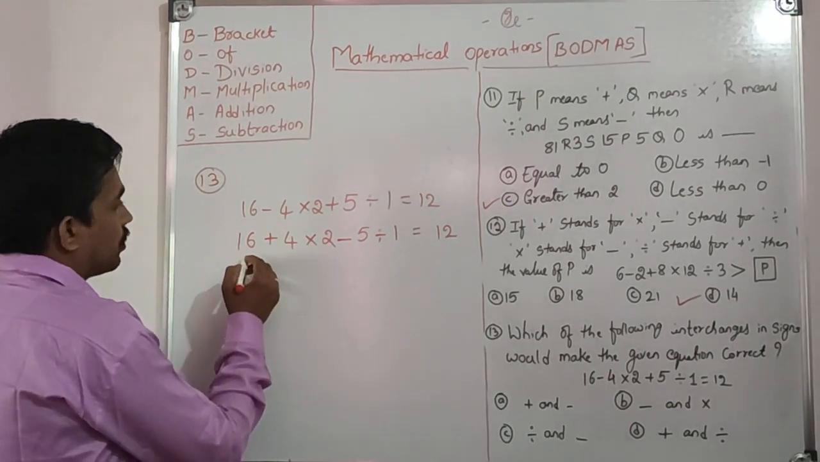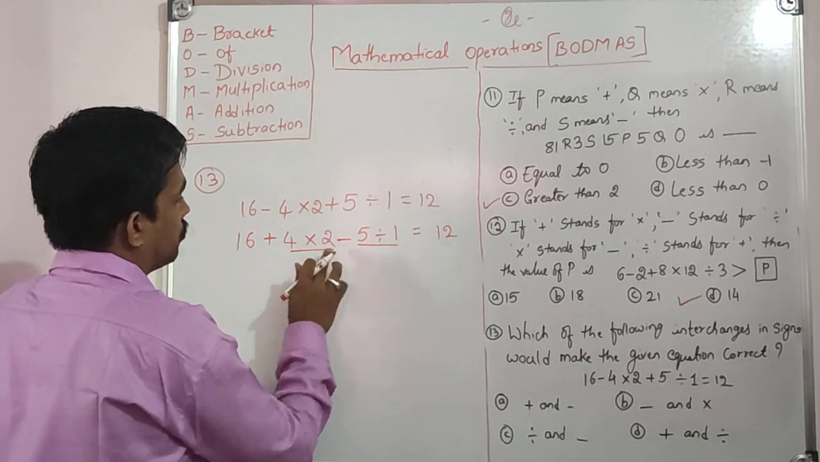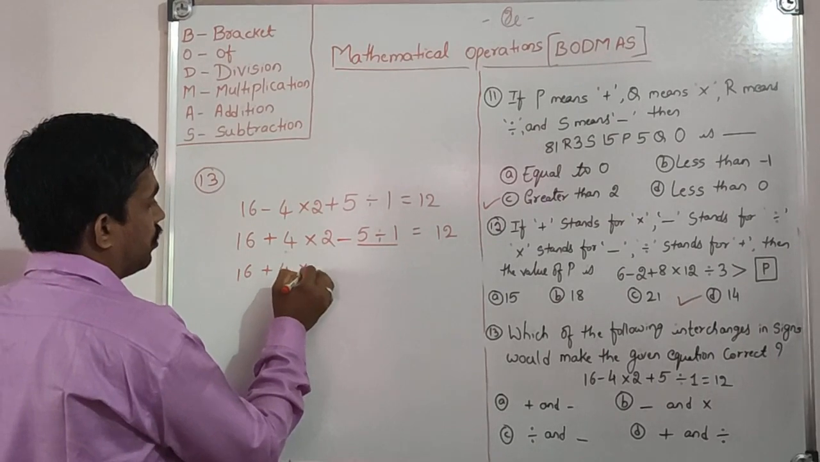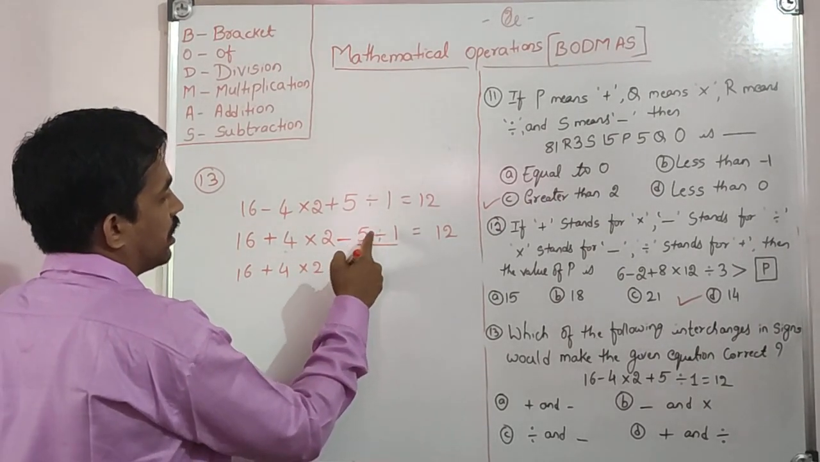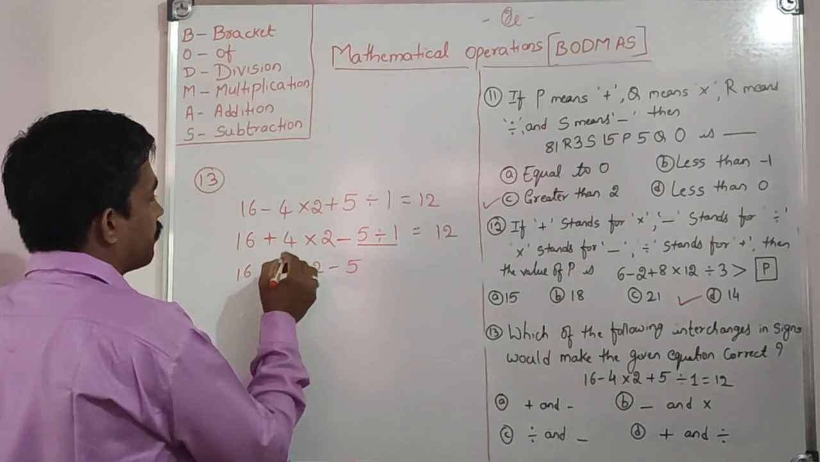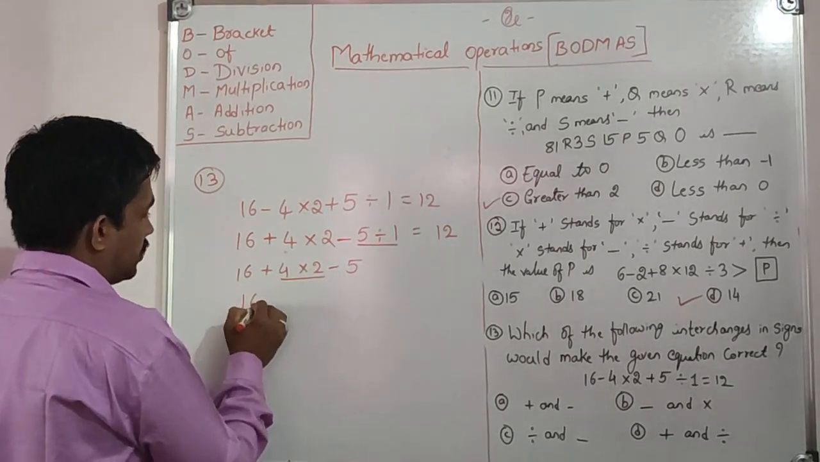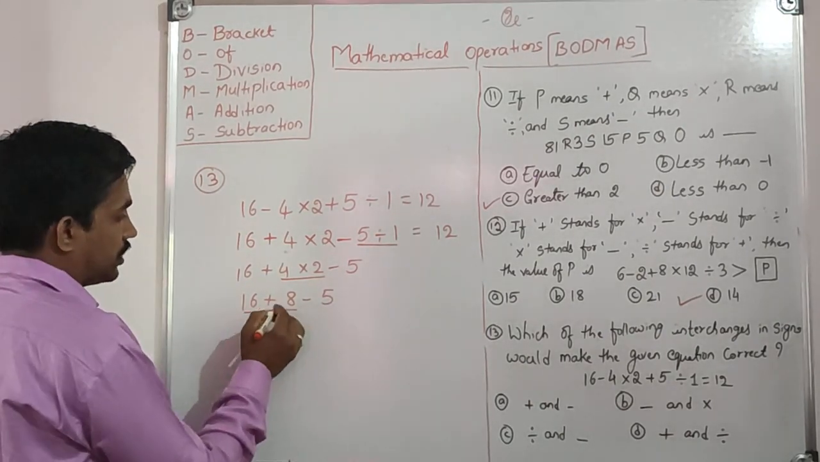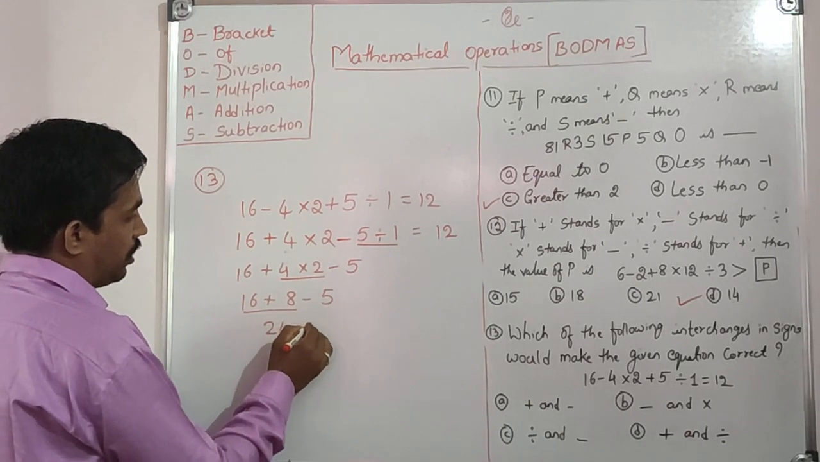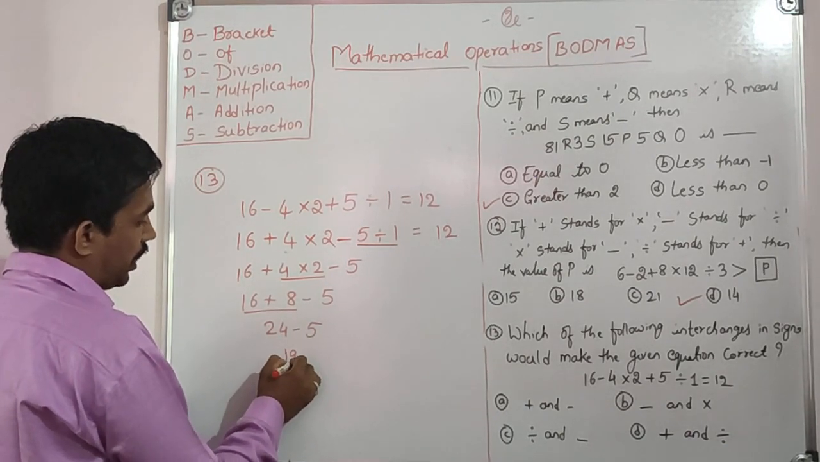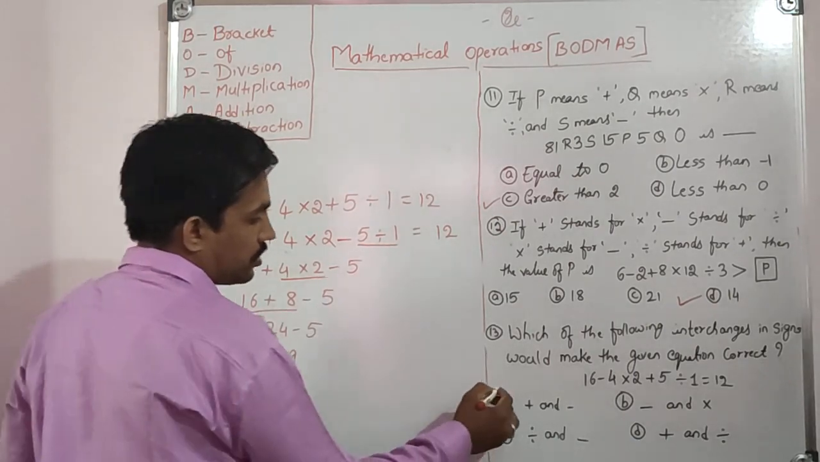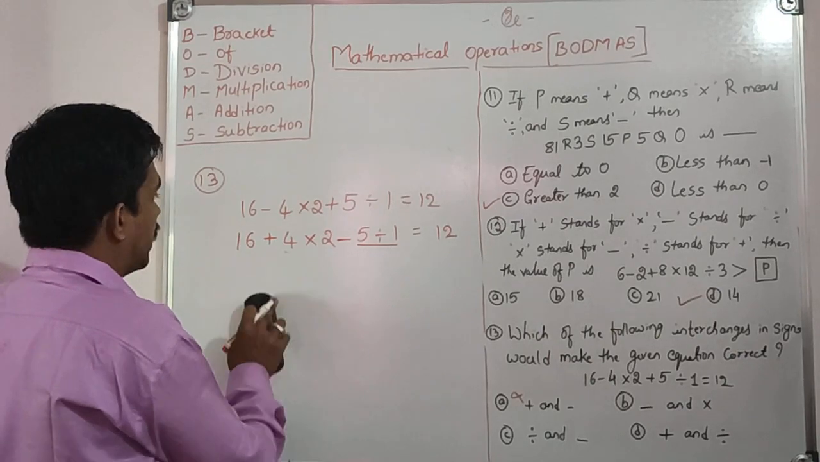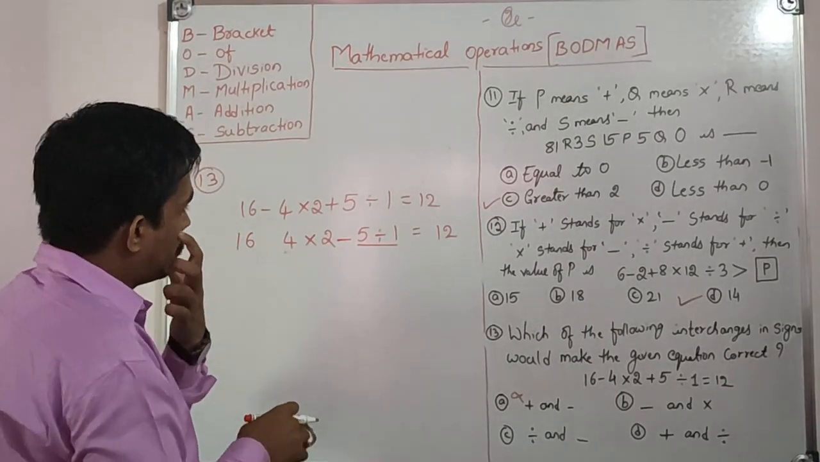Let us see. So first we have to solve this. 16 plus 4 into 2, minus 5 divided by 1 means minus 5. Then we have to solve this. 16 plus 8 minus 5. Then 16 plus 8 means 24 minus 5. It will be 19. So option A is not the correct answer. So let us move to the second option. Into and minus.